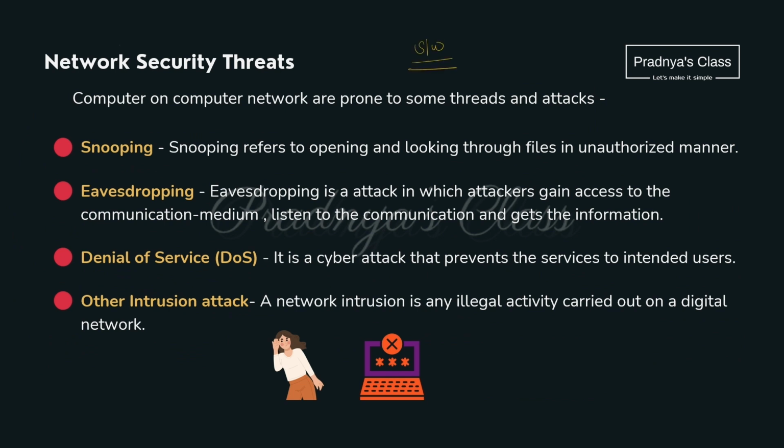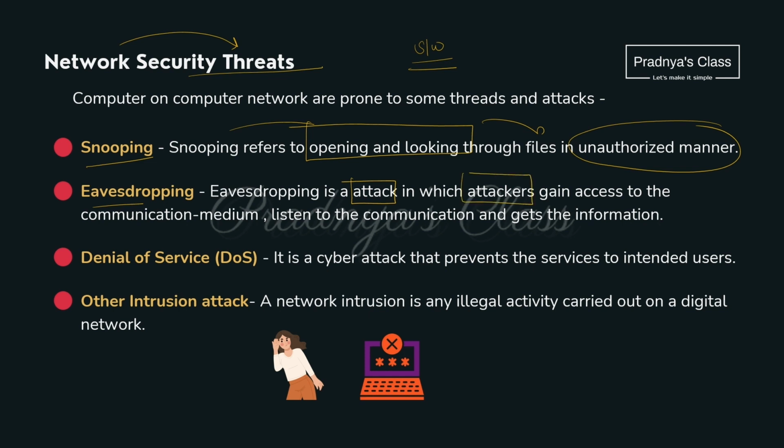Now we will study some network security threats. The first one is snooping. It refers to opening and looking through files in an unauthorized manner. The second is eavesdropping. It's an attack in which attackers gain access to the communication medium, listen to the communication and get the information. So attackers through your communication line can get your personal or confidential information.